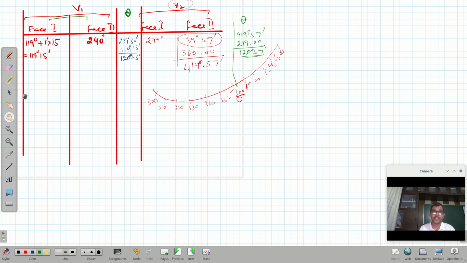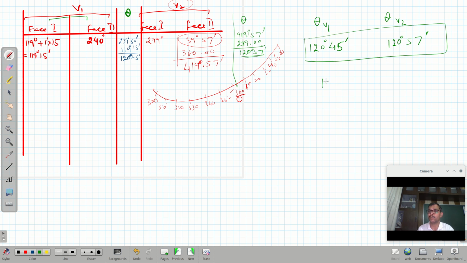So that means theta for V1 is basically 120 degree 45 minute, and the theta for the second vernier is equal to 120 degree 57 minutes. So what is theta? Theta is the average of these two. So how is the average calculated? 120 45 and 120 57. Let us take a sum of these two.